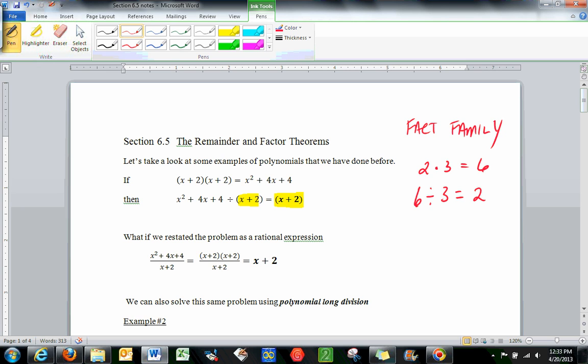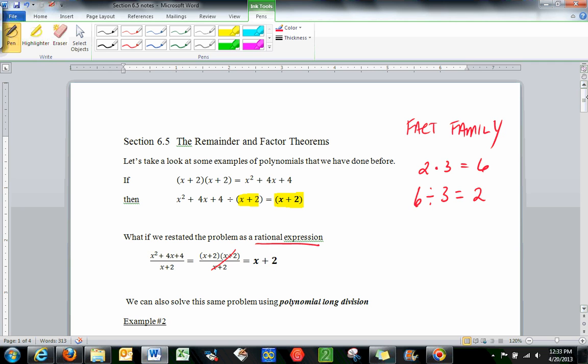Now, we could restate that problem as a rational expression. Division doesn't have to be written with the division symbol, but it can be written with the division bar, and in essence it means the same thing. And this is where we used factoring to figure this out. When we factored the top one, we had x plus 2 times x plus 2, and then of course two of the x plus 2 expressions could cancel out, leaving us with just a singular x plus 2. So there's a number of different ways to look at this.